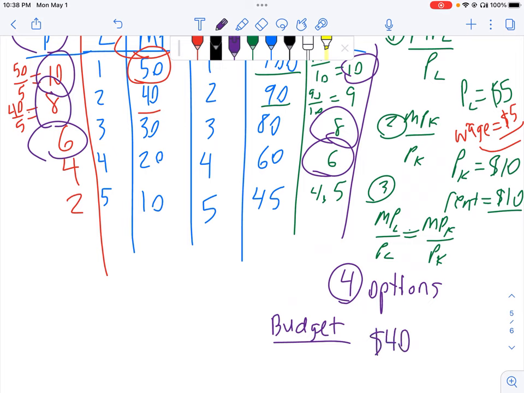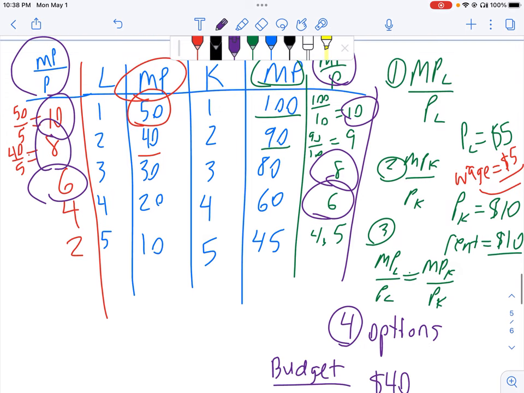If your budget is $40, and you want to do the least cost hiring rule, you should start with the least amount of labor and capital. So we're trying to make the most product with our budget. That's the goal.